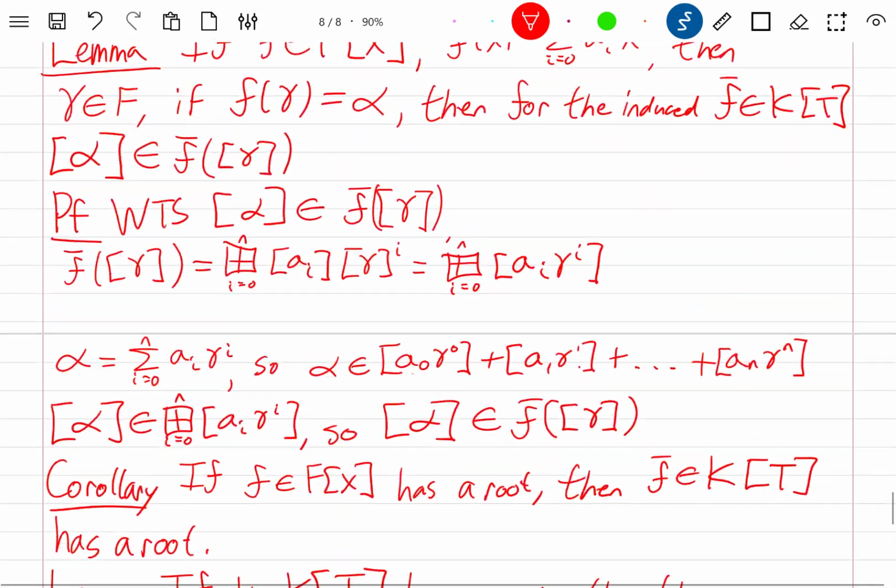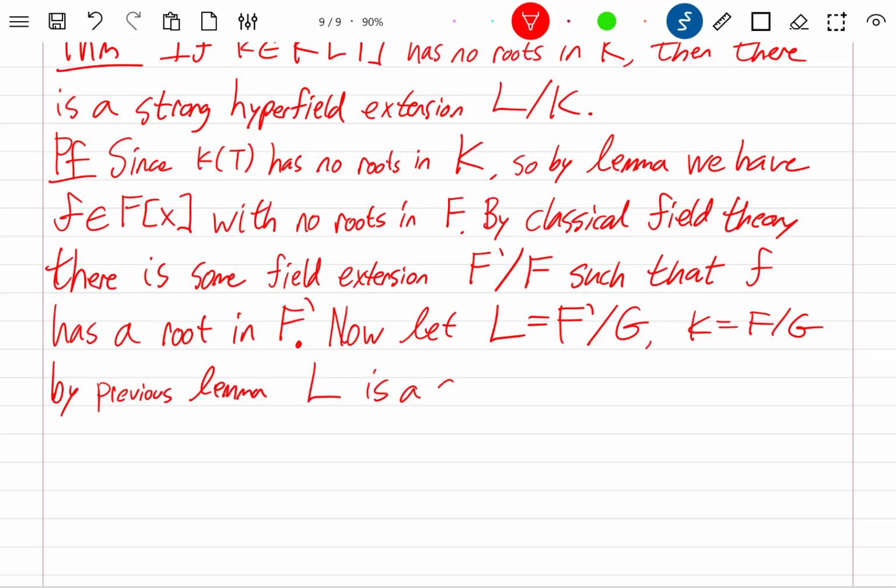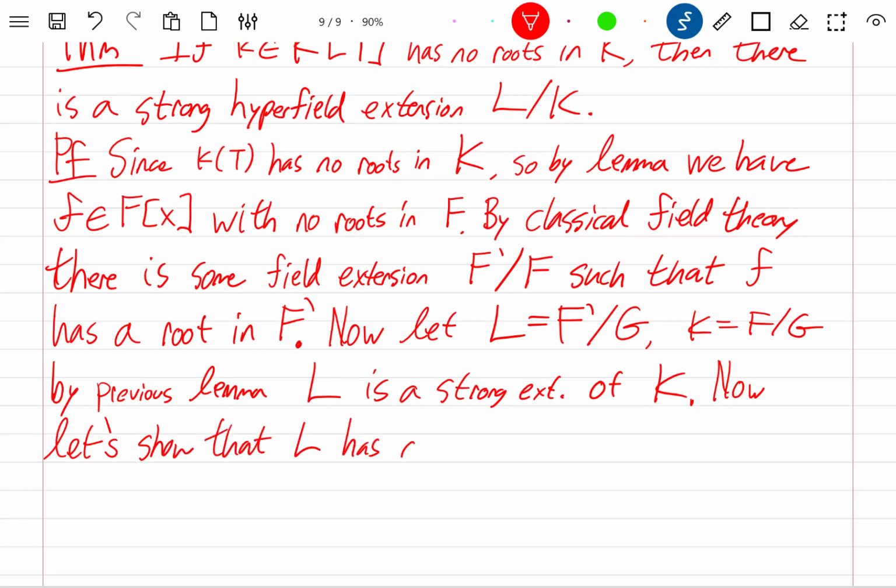So this tells me, by our previous lemma, we know L is a strong extension of K. So we have our strong extension. We have constructed it. And so now we just have to show that L has a root of little k.